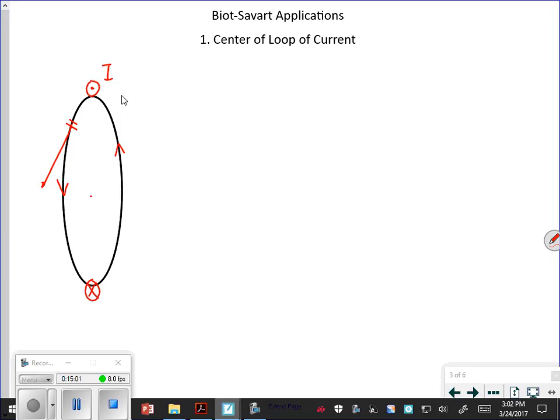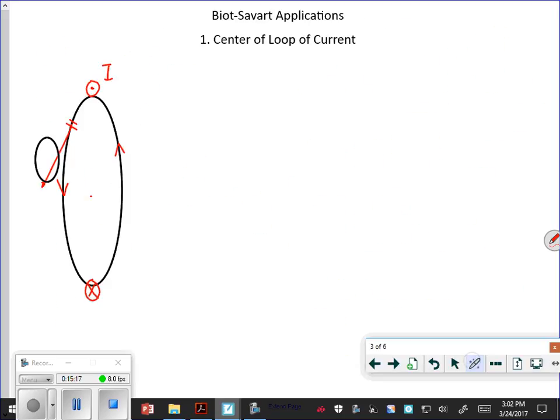Coming down and toward you. All right, and if we look at that and use our right hand, you can't see my thumb, but if we put our right thumb in the direction of this IDL, and we wrap our right fingers around the wire, inside the hoop, our fingers point this way.